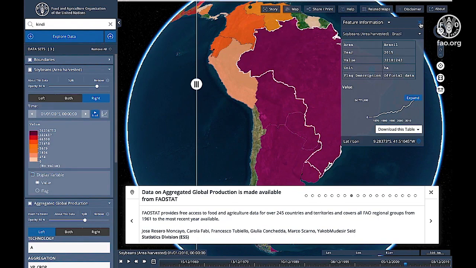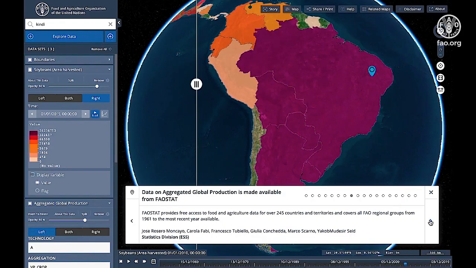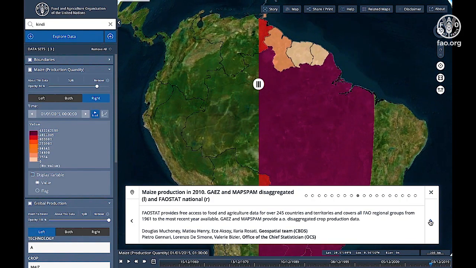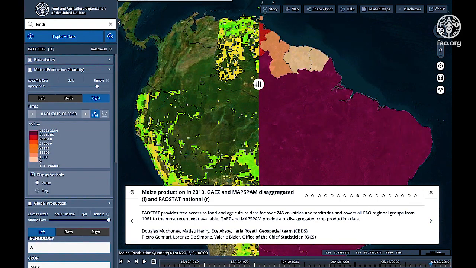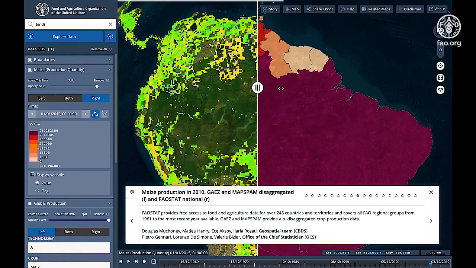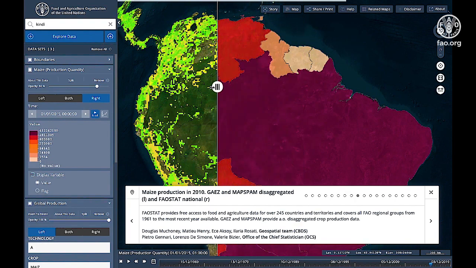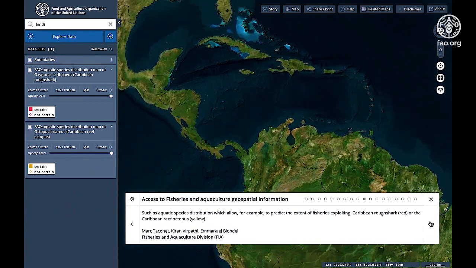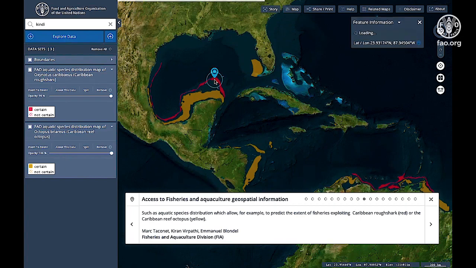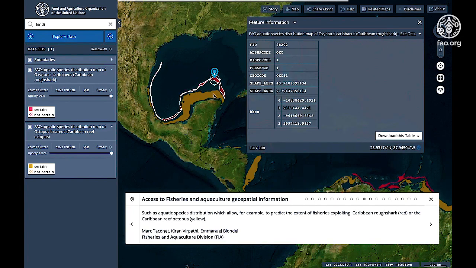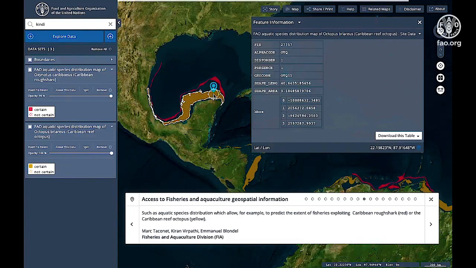Integration with GAEZ and MapSPAM provides disaggregated crop production data, allowing you to view maize production in 2010. Using GAEZ and MapSPAM for disaggregated data on your left, and FAOSTAT national data on your right. Access fisheries and aquaculture geospatial information, such as aquatic species distribution, which allows, for example, to predict the extent of fisheries exploiting Caribbean rough shark in red or the Caribbean reef octopus in yellow.